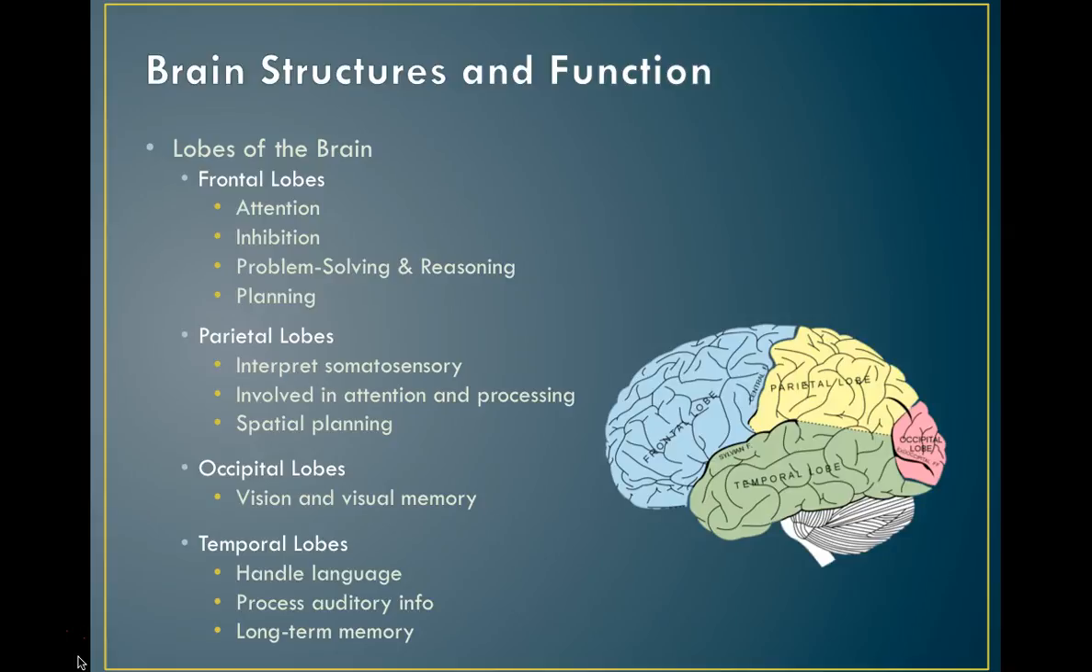This is what handles your language. So your Broca areas are here, and your Wernicke areas are here. And this is where auditory information is processed, and to a certain extent, long-term memory is also processed. So again, there's some overlapping between the functions of each of these lobes, but it's good to know what each lobe handles, especially if you were to encounter someone who had experienced a brain injury, for example.